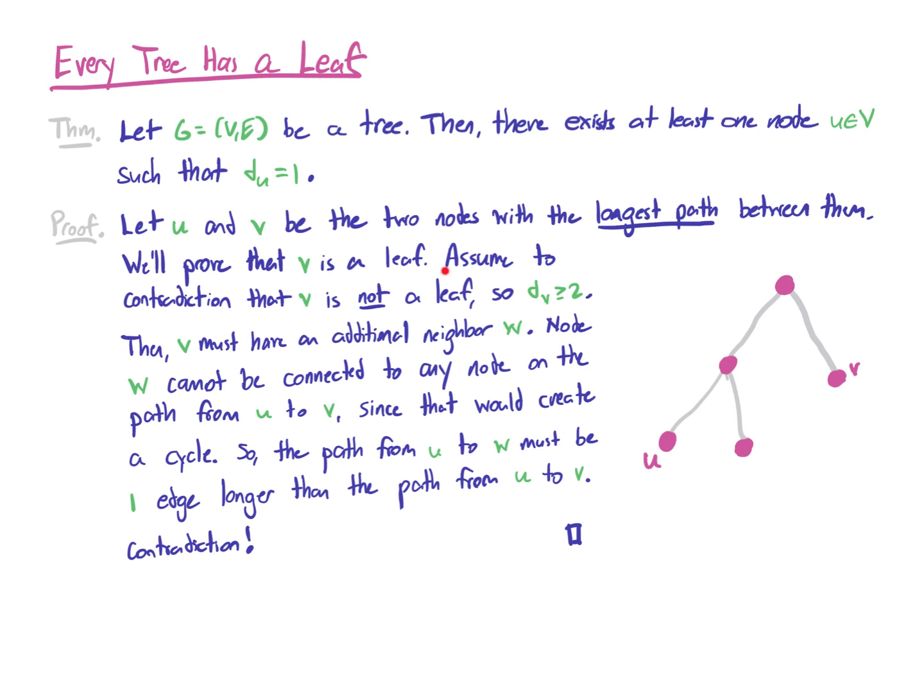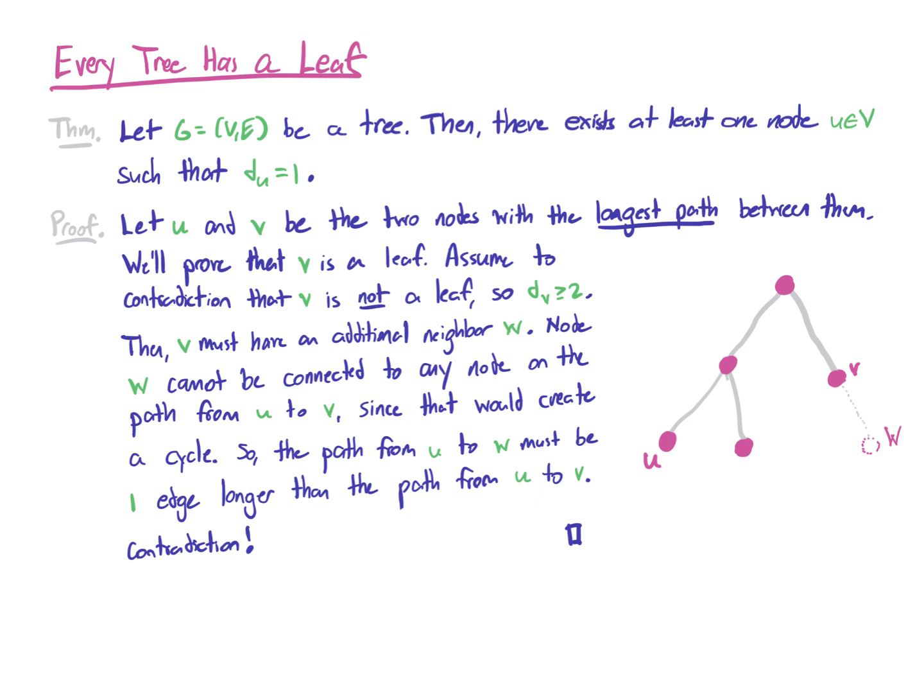So let's assume for contradiction that V is not a leaf. If you're not a leaf, that means your degree is not equal to 1. Your degree can't be equal to 0 because then you'd be an isolated node hanging out here and the graph would not be connected. So instead, it must be the case that the degree of V is greater than or equal to 2. Now, that can only happen if there is some additional edge out here with an additional neighbor that I'll call W.